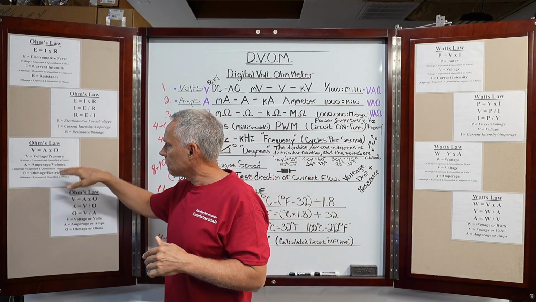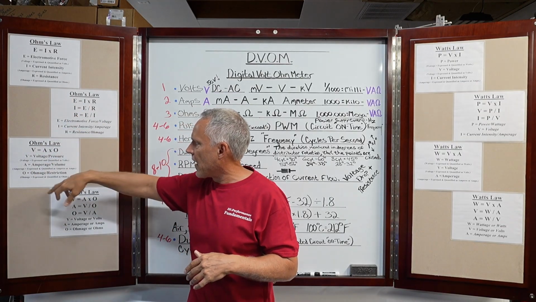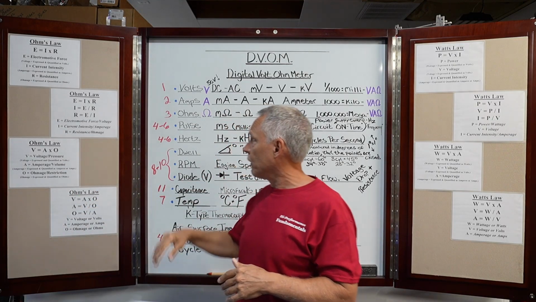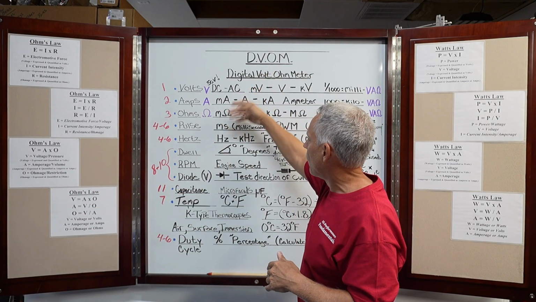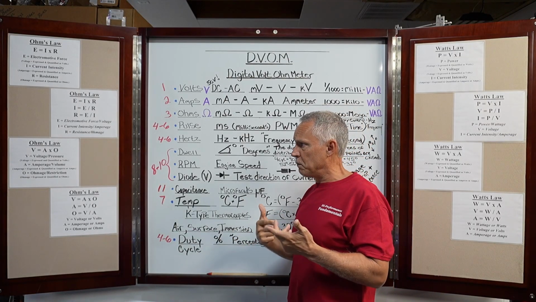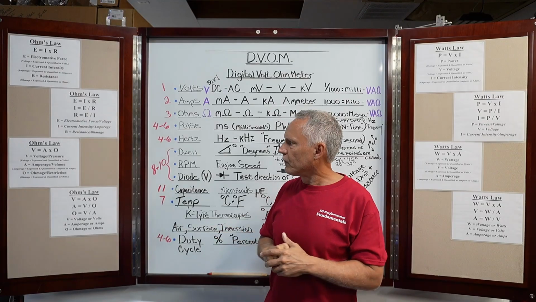All right, so let's break it down. Let's change this around. Instead of E, let's make it V. Instead of I, let's make it A. Instead of R, let's make it O. Because these are the values you're actually going to find on your digital volt ohm meter: volts, amps, and ohms. They're going to replace electromotive force, current intensity, and resistance.